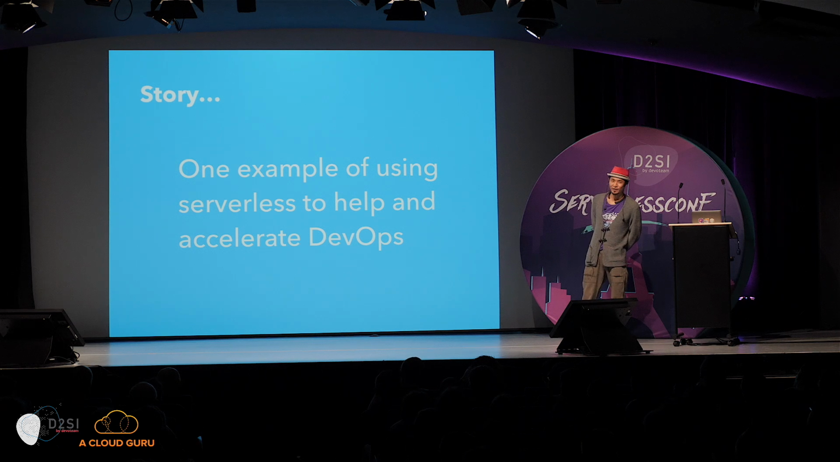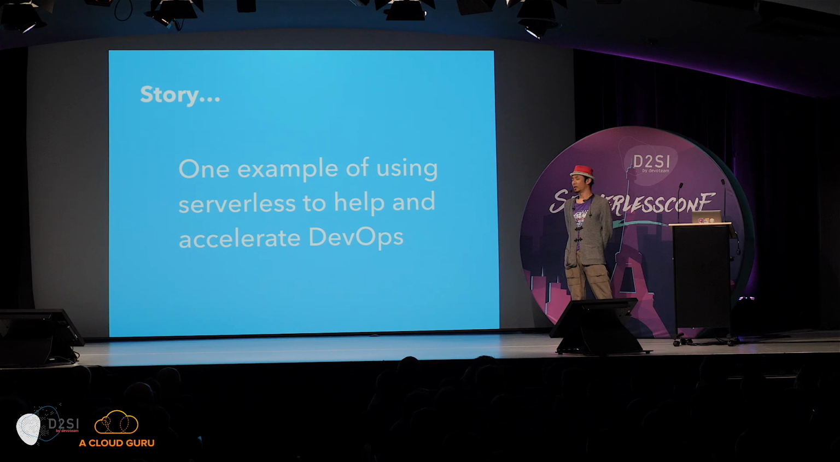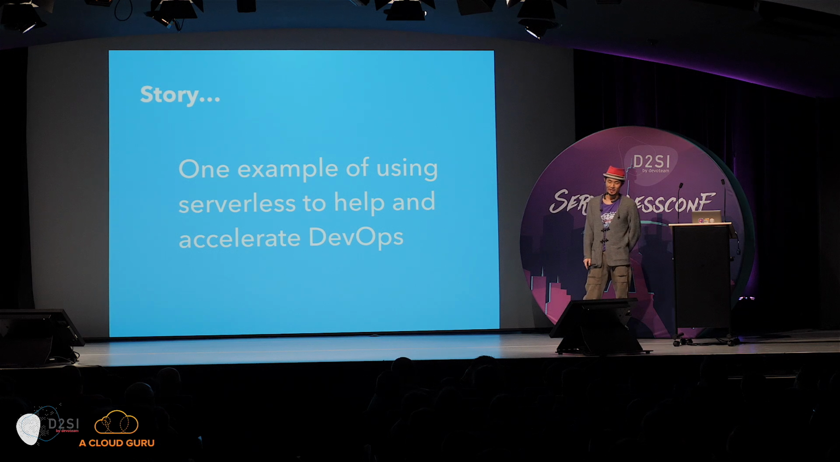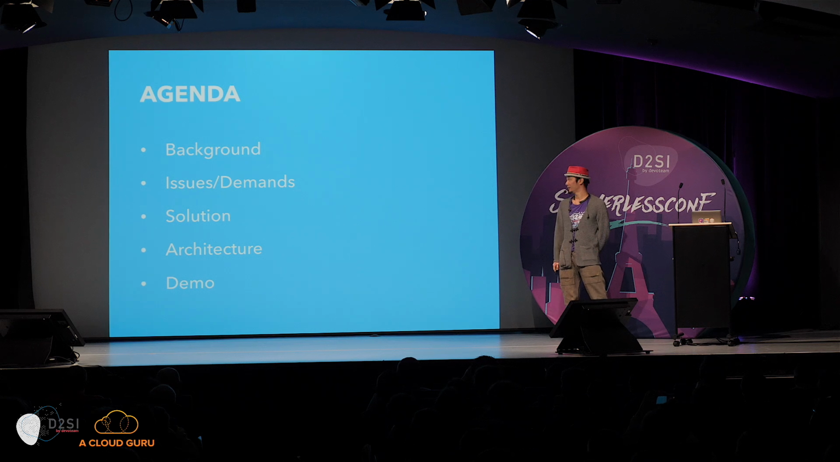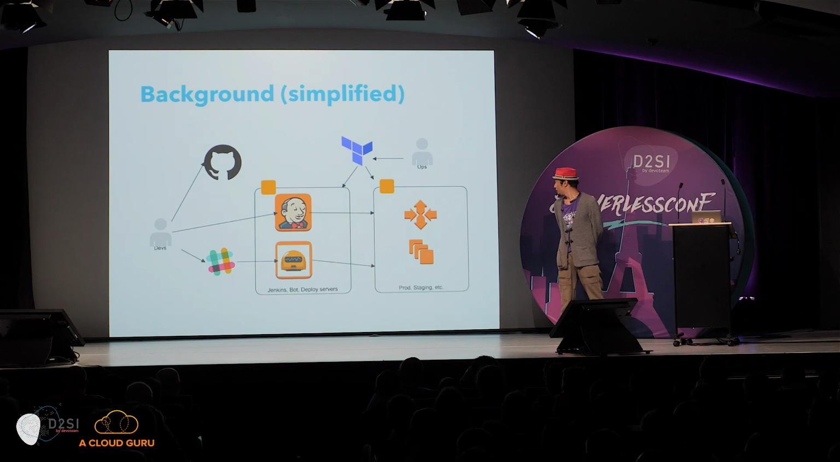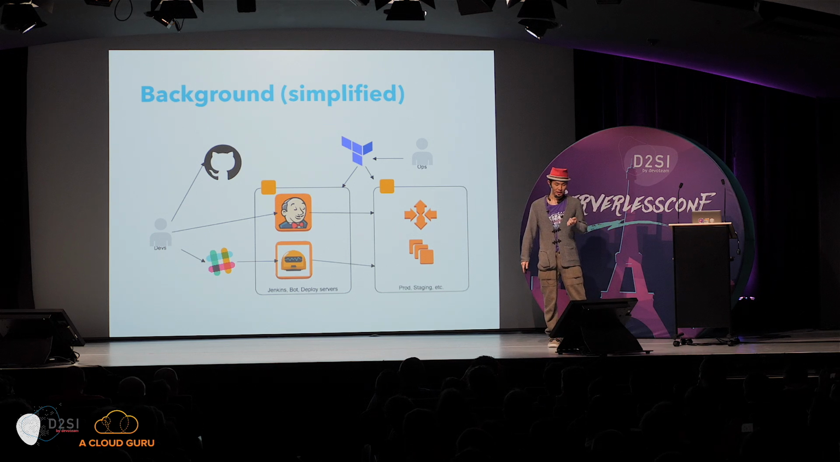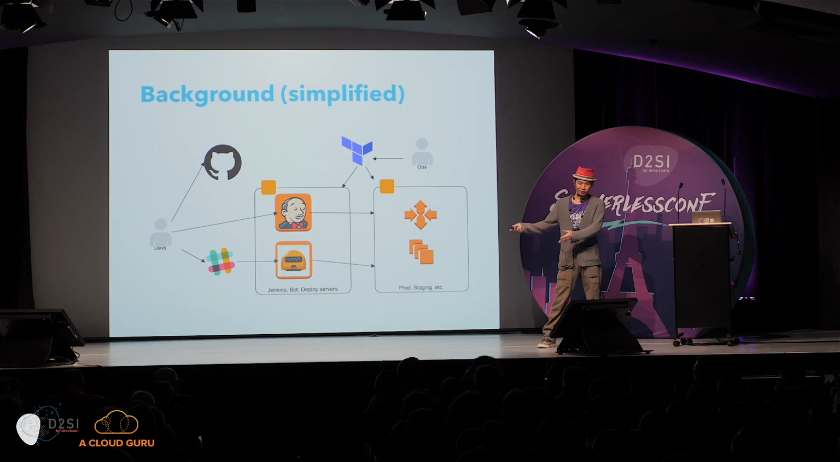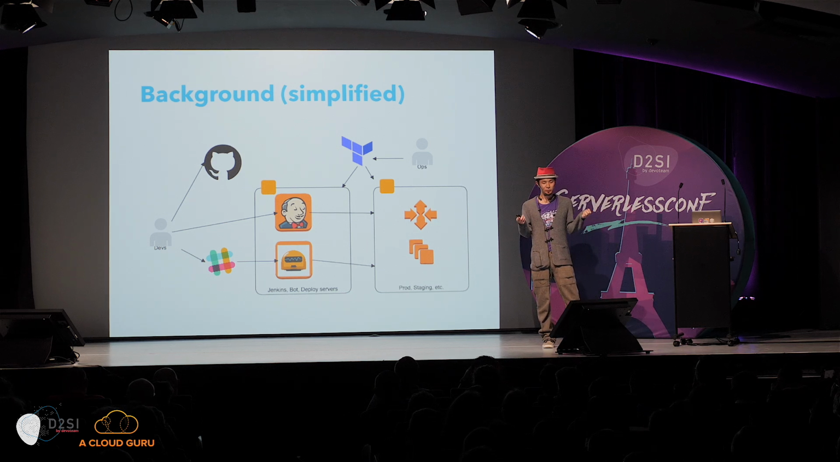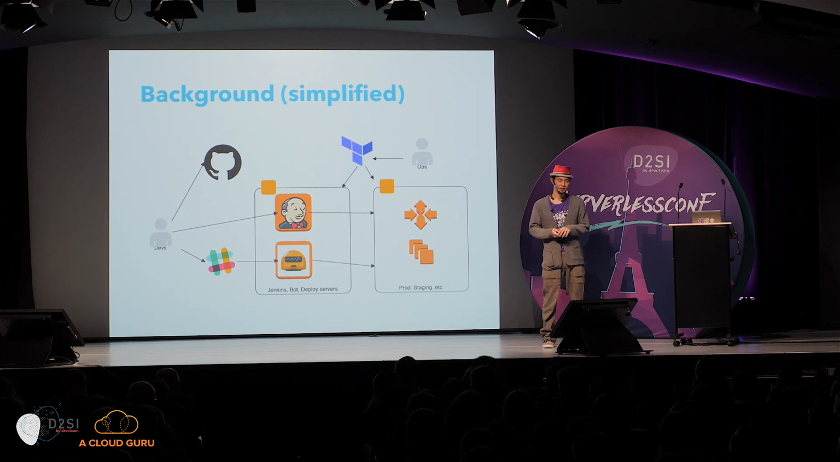Now, I'm going to tell a very short story of one example of using serverless to help accelerate DevOps in one project that we had. We're going to go through the background, some issues, solution architecture, and a demo, if we have time. So this is a typical setup that we had, a very simplified one. We had some chat ops, Jenkins, bots, deploy servers, which the devs would use to deploy their environments to production, staging, etc. And the ops would use Terraform to manage the servers.